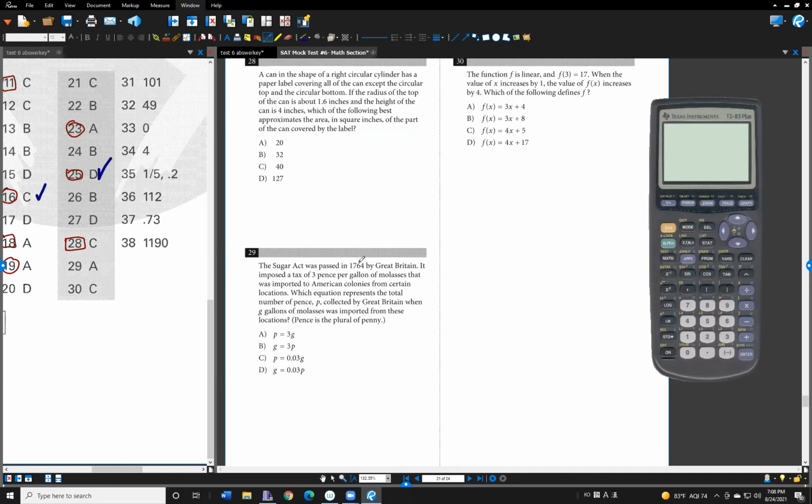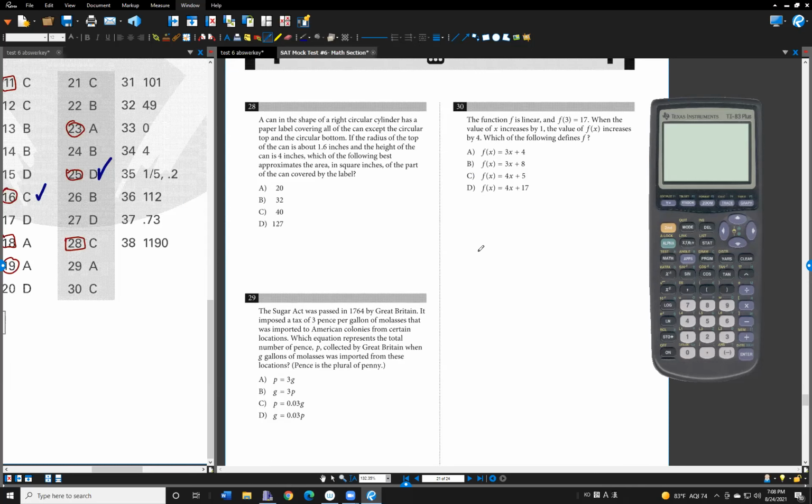Number 28. A can in the shape of a right circular cylinder has a paper label covering all of the can except the circular top and bottom. Cylinder, right? This is not a cone. Top and bottom have no paper label. The side is paper. The radius is 1.6 inches and the height is 4. Which of the following best approximates the area in square inches of the part of the can covered by the label? We need to find the lateral area, okay?